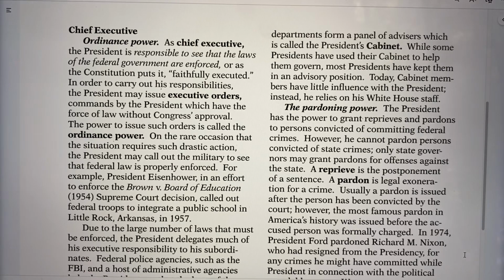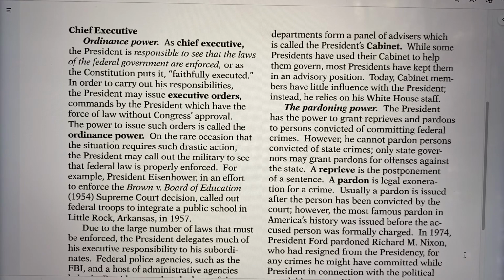So we already know he's the head of the state in all the ceremonies and such, but he's also the chief executive. So the chief executive has what's called ordinance power. So what is ordinance power? Ordinance power is power to see that the laws of the federal government are carried out and enforced. So it's the power to enforce the laws. The Constitution says that the president's ordinance power has to be faithfully executed. They call it basically the executive branch of the government. So he's the chief executive.